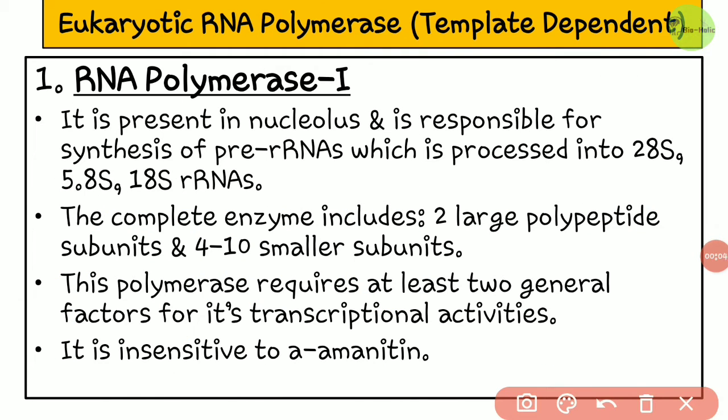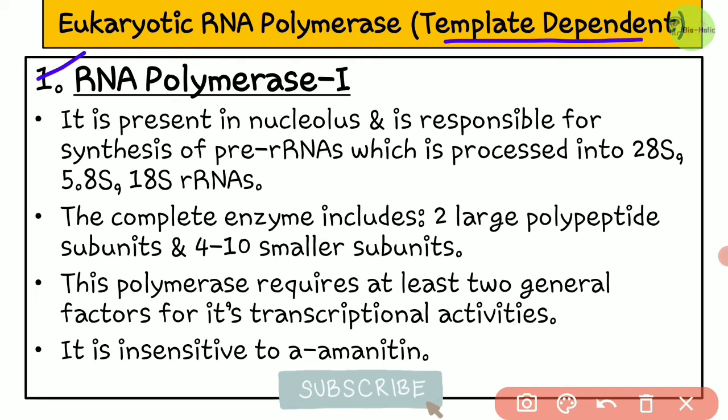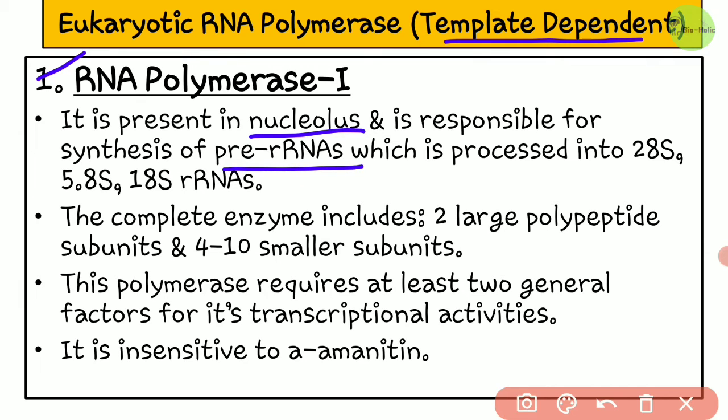In case of eukaryotic cells, there are mainly 3 types of template dependent RNA polymerase: type 1, type 2 and type 3. So first of all, RNA polymerase 1 is present in the nucleolus and is responsible for synthesis of pre-rRNAs, which is processed into 28S, 5.8S, 18S rRNAs.